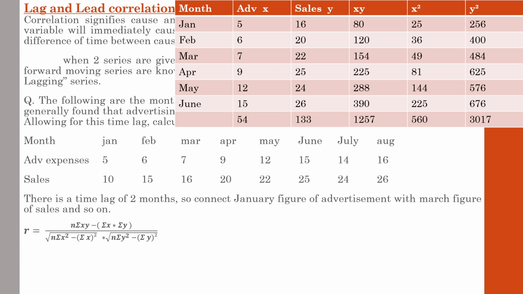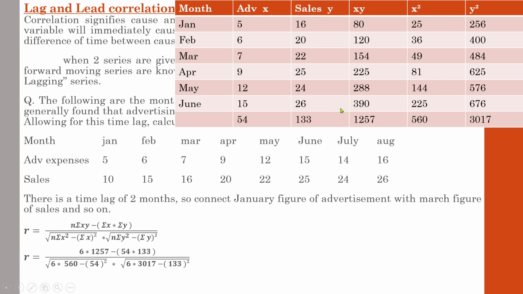r equals n into sigma xy minus sigma x into sigma y, divided by root of n sigma x square minus sigma x the whole square, into root of n sigma y square minus sigma y the whole square. Just substitute the details which we have found here. Remember, in the question there are 1, 2, 3, 4, 5, 6, 7, 8 items. N is not 8, because we are studying the relationship between only 6 items: 1, 2, 3, 4, 5, 6. So n is 6. Remember to do that very cautiously.